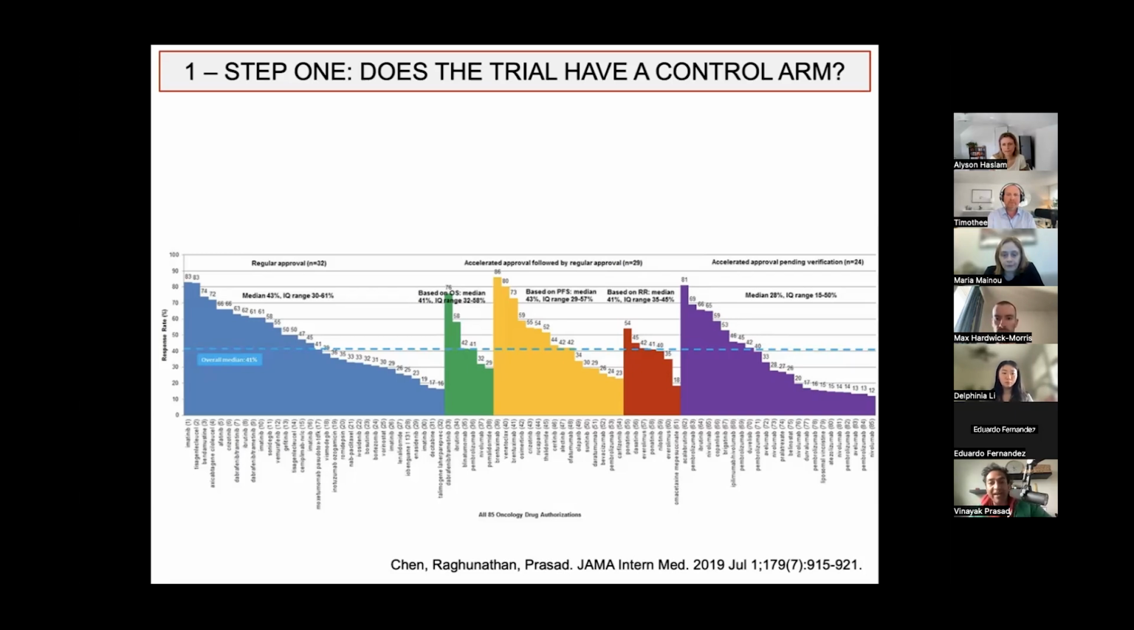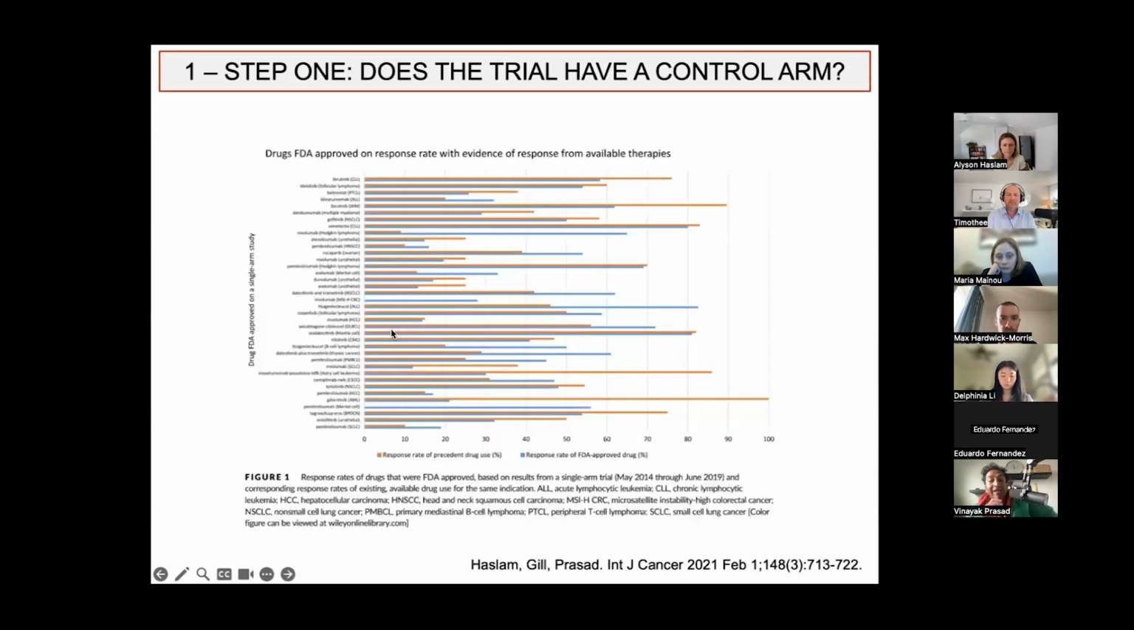And basically what you find is that the median response rate is 41%, meaning that among the drugs approved based on response rate, no control arm, they shrank the tumor 30% or more in 40% of the people. So that's what you're seeing in this figure here. Some drugs are much, much better, like Gleevec is a 100% response rate, but many drugs are much, much worse, and you see like 16% for decitabine and enasidenib at 23%.